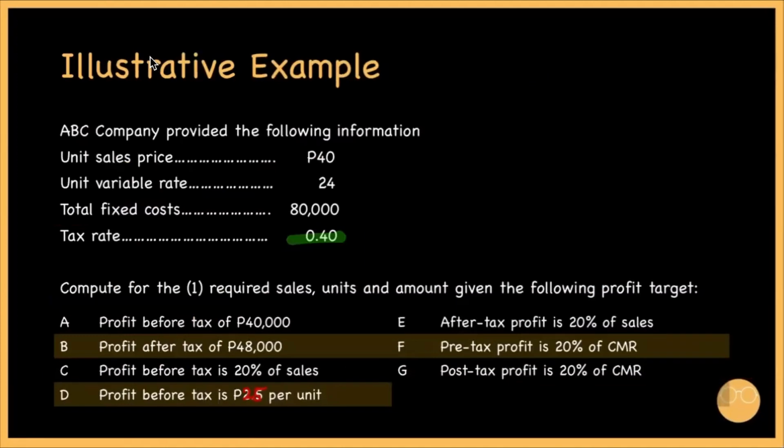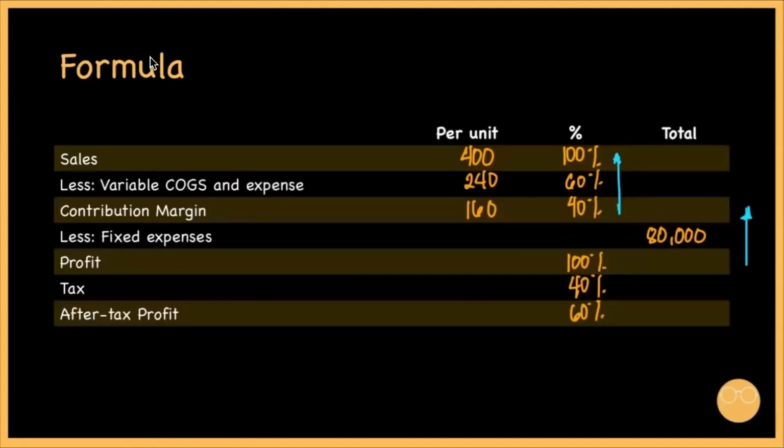Now let's have this illustrative example. ABC Company provided the following information. We have the unit sales price, the unit variable cost, the total fixed cost, and the tax rate of 40%. We have different cases from A to G. Now we will have this template for us to plot the given for different cases. Let's now have case A.